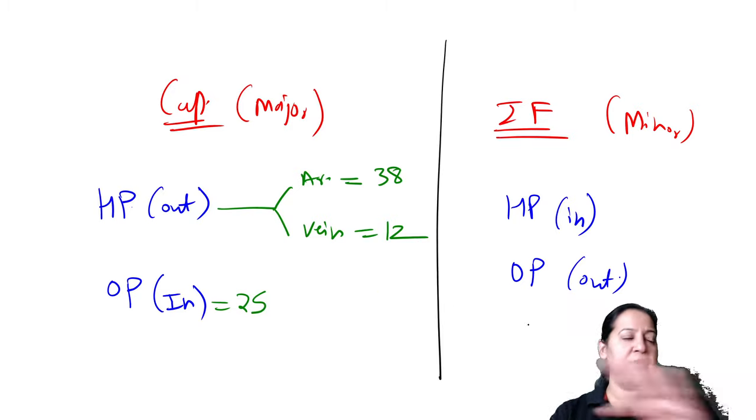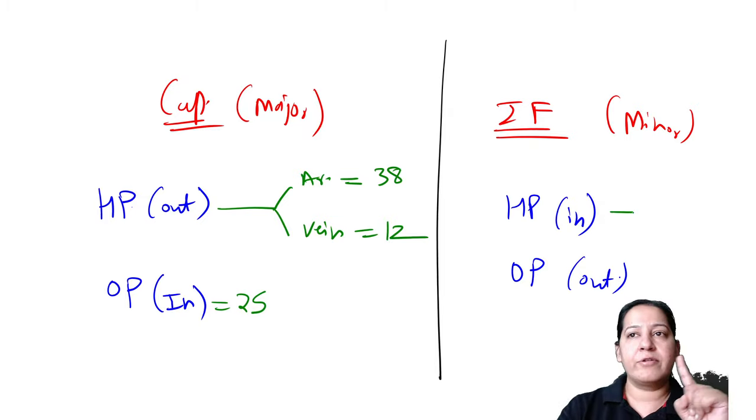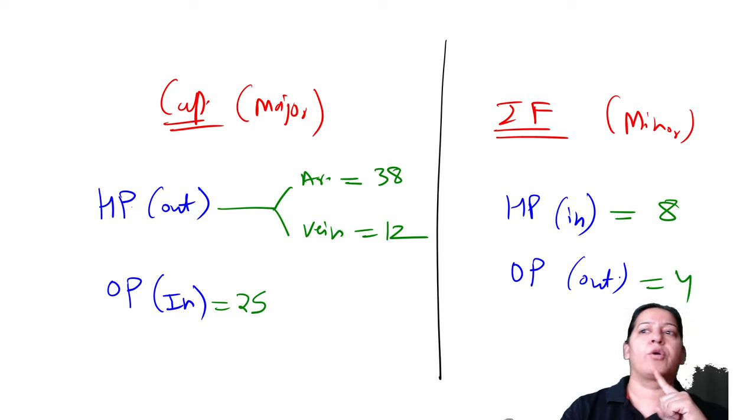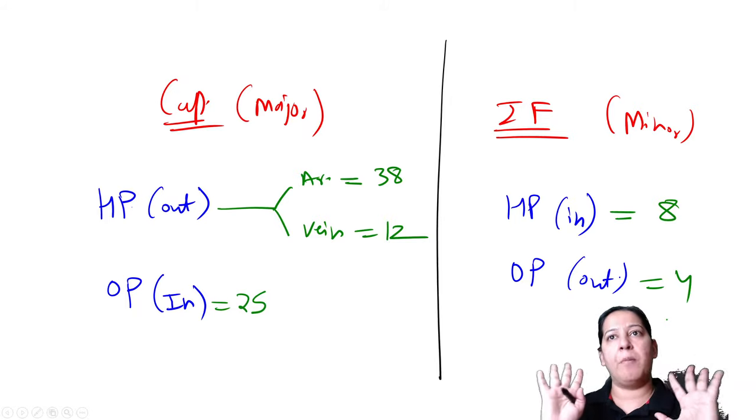These are the major pressures. Let me talk about the values of the interstitial fluid pressures, the minor pressures. Here hydrostatic pressure is 8 and osmotic pressure is 4. So can you see the values? They are very minor, but yes, they exist. So in total we talk about four pressures.